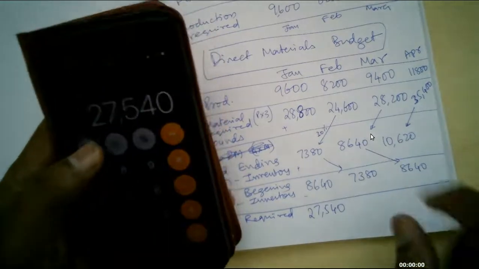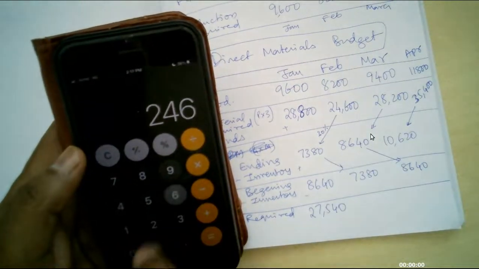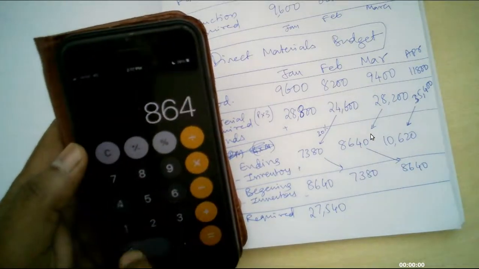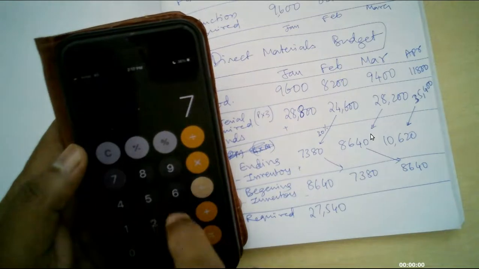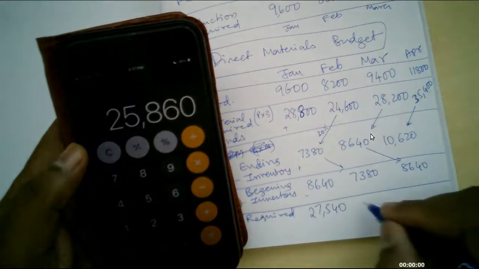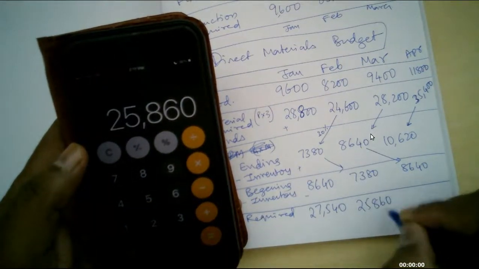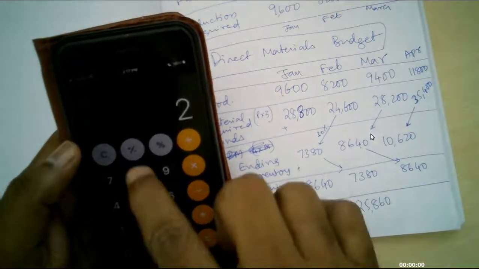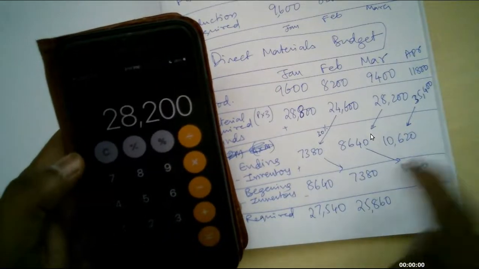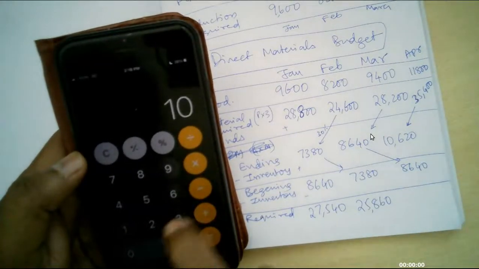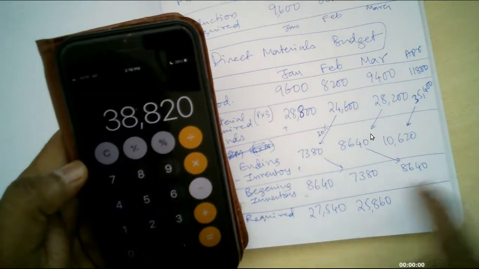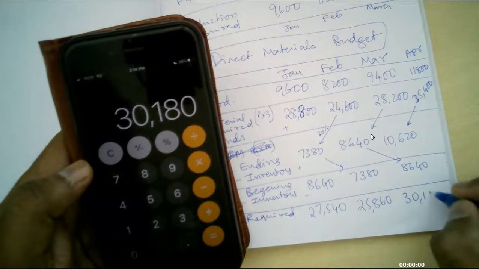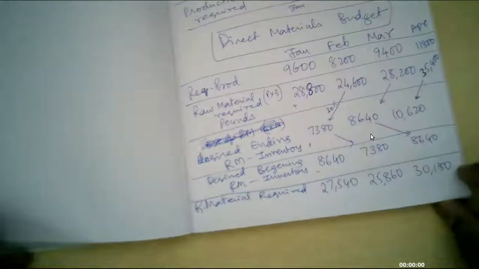Next, what is this? So 24,600 plus 8,640 minus 7,380 will be 25,860. And finally, this one, 28,200 plus 10,620 minus 8,640, 30,180. Now, this is the raw material required.